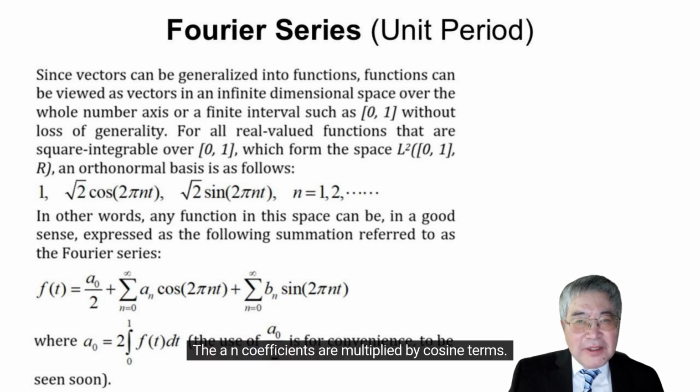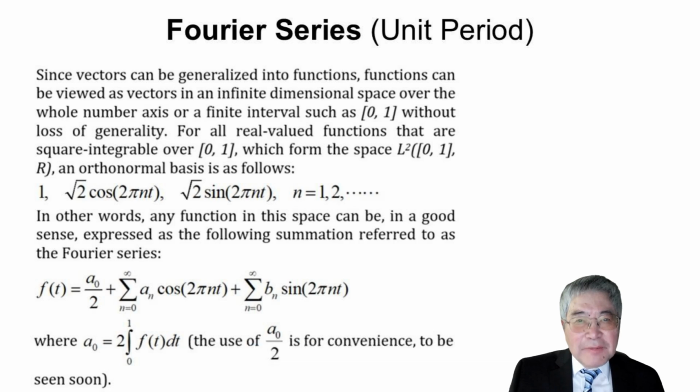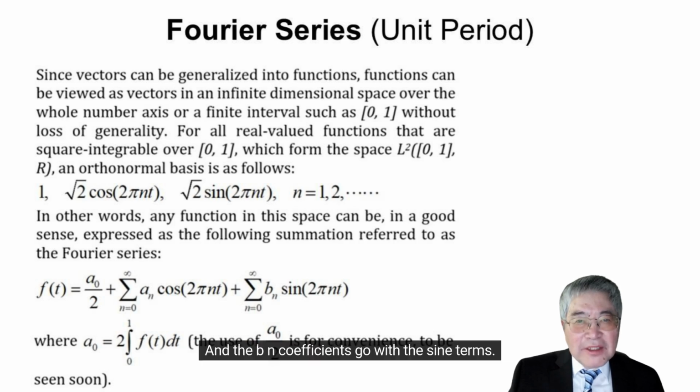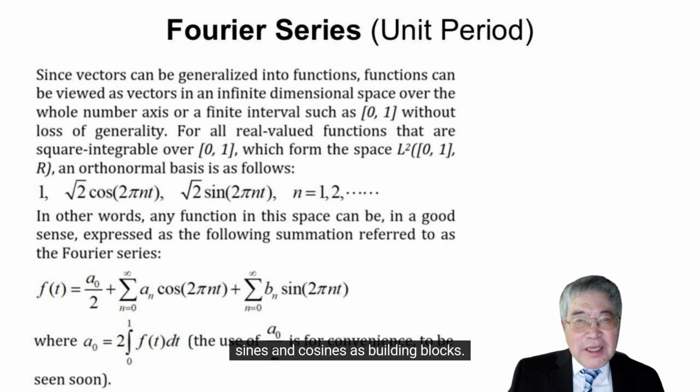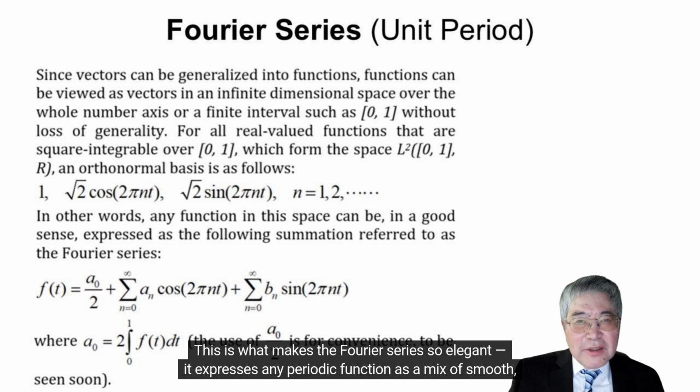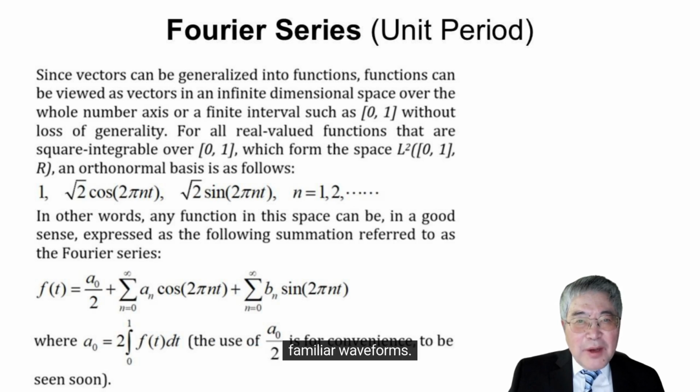The an coefficients are multiplied by cosine terms. These describe the even symmetric parts of the function. And the bn coefficients go with the sine terms. They capture the odd asymmetric parts of the function. In essence, what we're doing is splitting the function into symmetrical and asymmetrical patterns using sines and cosines as building blocks. This is what makes the Fourier series so elegant. It expresses any periodic function as a mix of smooth, familiar waveforms.